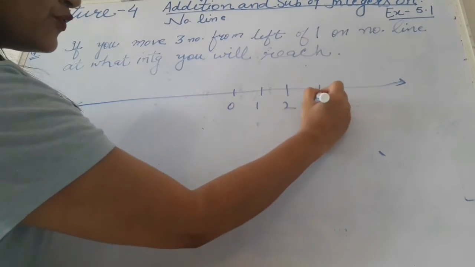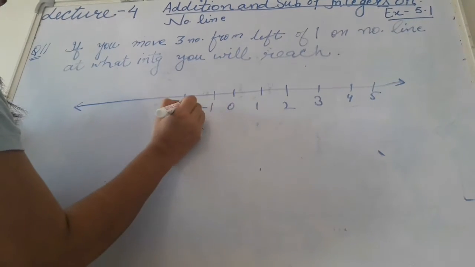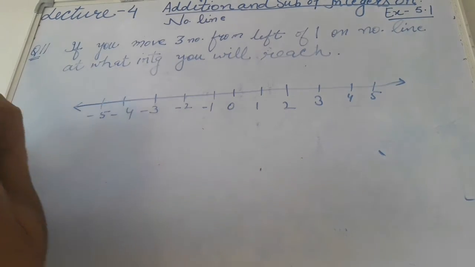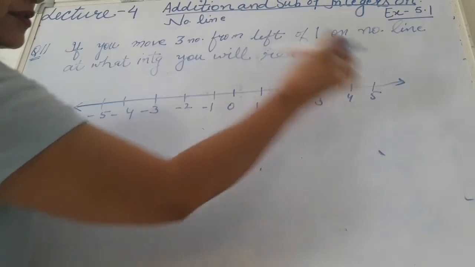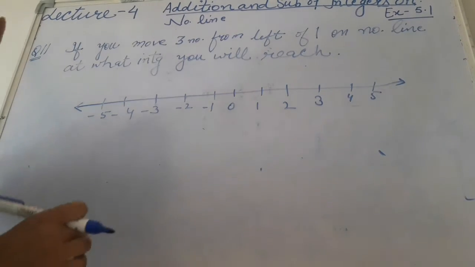That is having 0 at the center. 1, 2, 3, 4, 5. Minus 1, minus 2, minus 3, minus 4, minus 5. Right? Make it with the scale and keep the distance of 1 centimeter in between them. Okay? Represented in a very good manner. Clear? Okay. Now next, what is he saying?